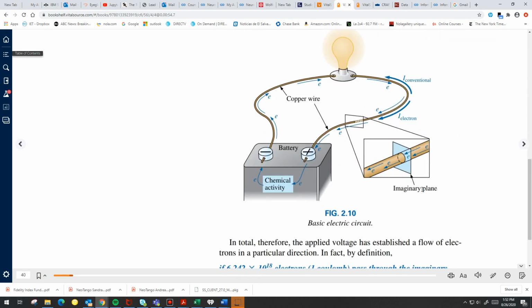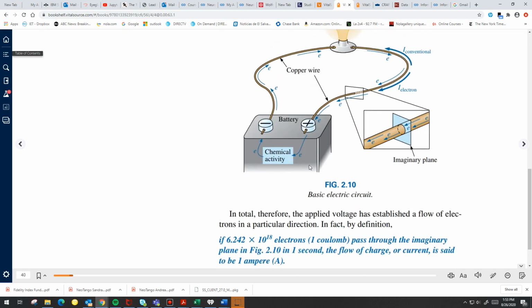Now notice one thing, right, that physically, the electrons are going to flow from negative to positive, because the electrons are negatively charged and they're attracted to the positive, so they're going to be going towards the positive, right? You see that arrow here of electrons going from negative to positive. Well, that's called the electron flow current, okay?